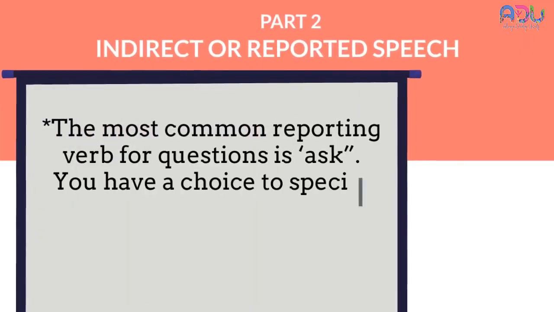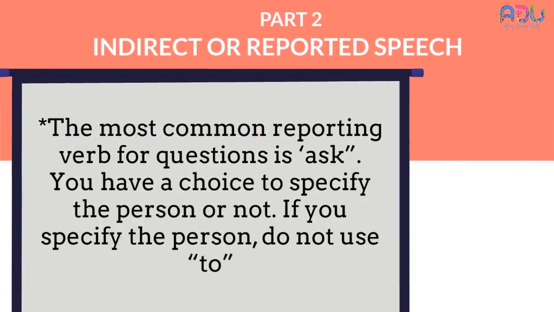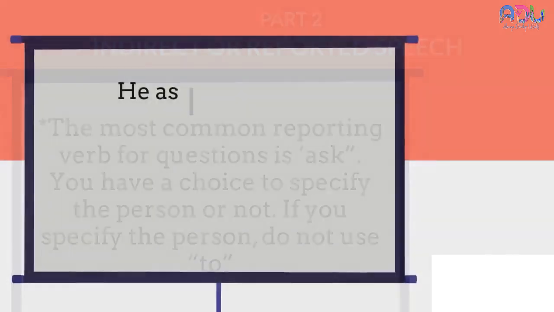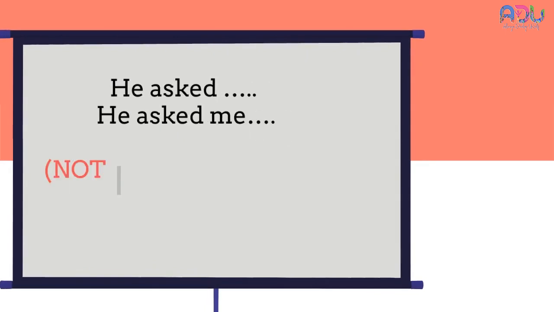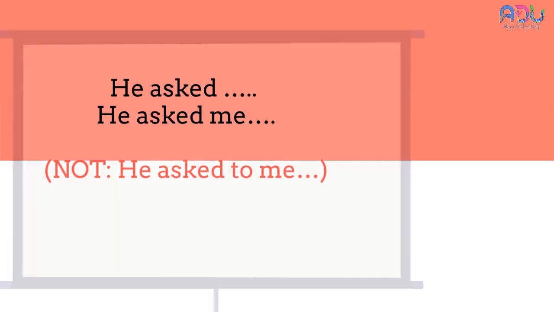Indirect or reported questions. Part 2. The most common reporting verb for questions is ask. You have a choice to specify the person or not. If you specify the person, do not use to. He asked, or he asked me. Not he asked to me. That's wrong.